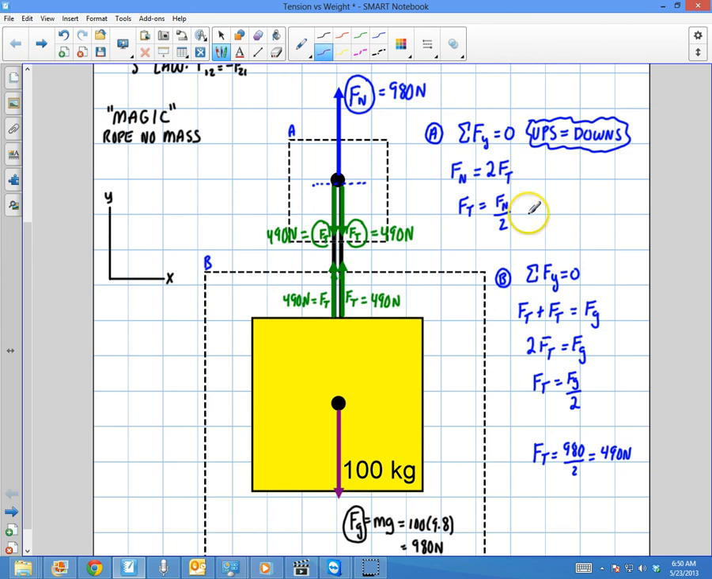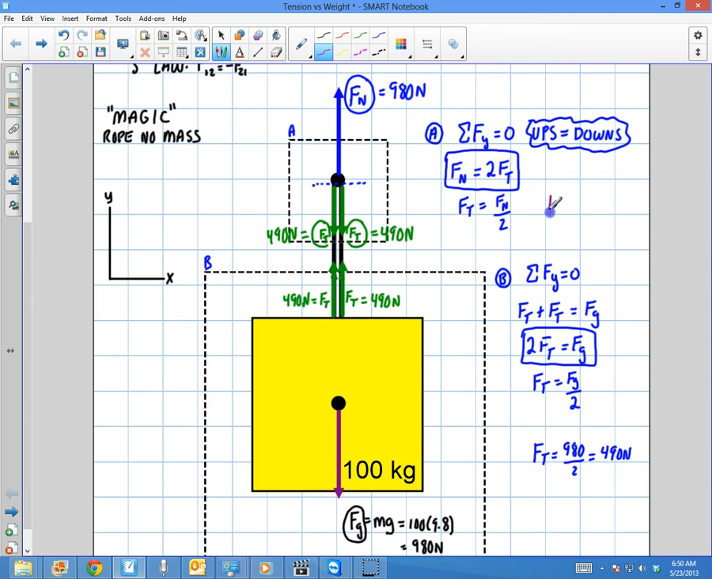Okay, so if I take this up here, and I know that twice the tension is also equal to gravity here, I can take this particular equation and this one here, and I can combine them. I can take system A and system B and combine them together over here. So you see, twice the tension is gravity, and the normal is twice the tension.